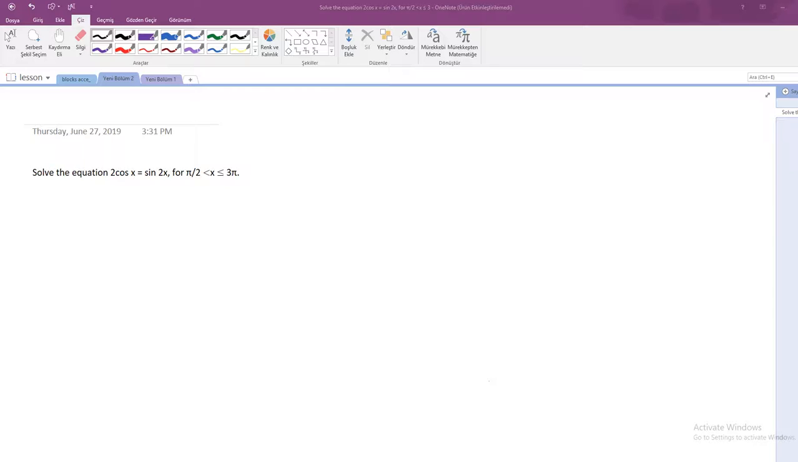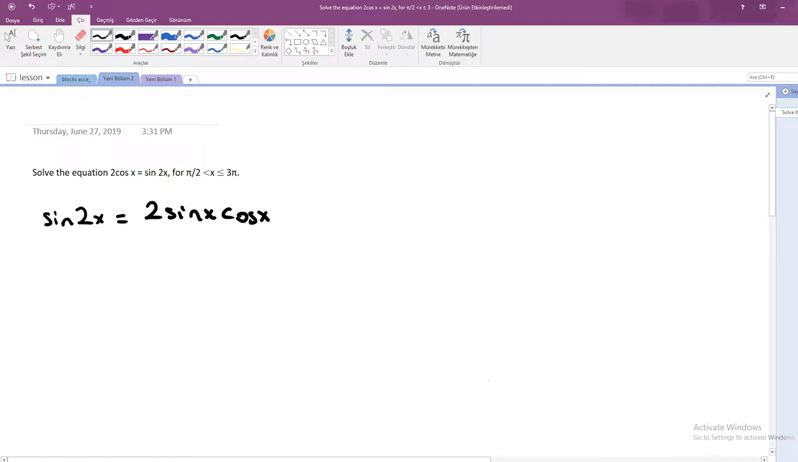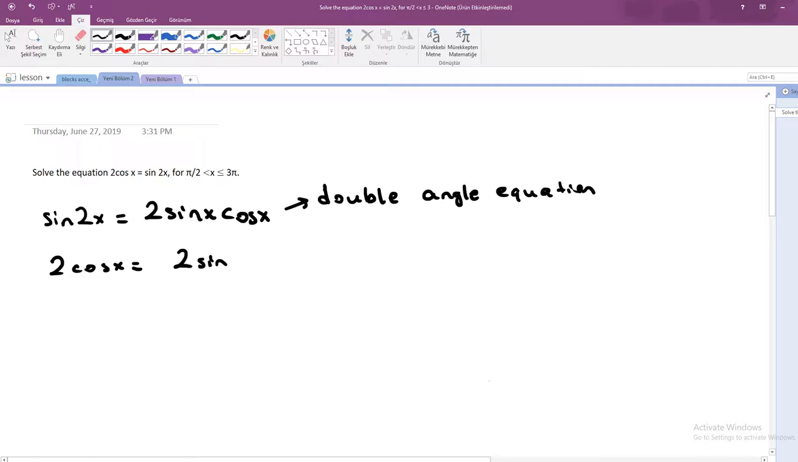So we can use this by saying sine 2x equals 2 sine x times cosine x. This is the double angle identity. We can say equation. And if we rewrite it, the question is 2 cosine x equals 2 sine x times cosine x.